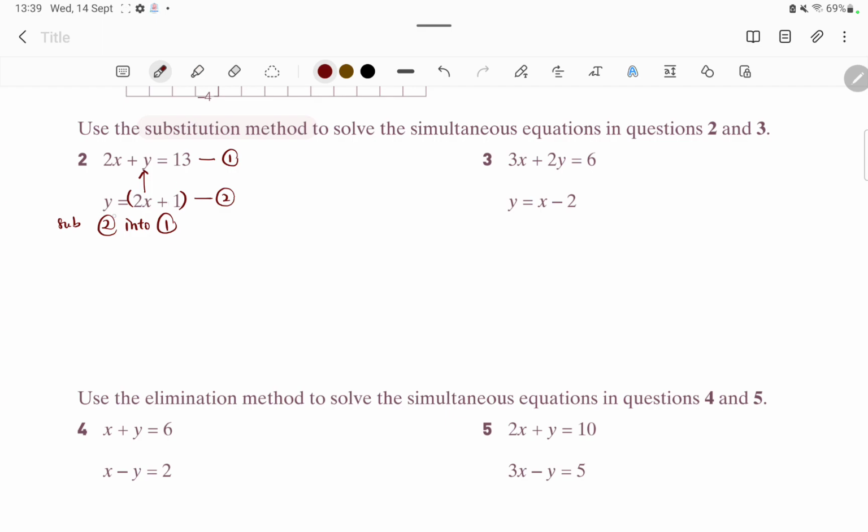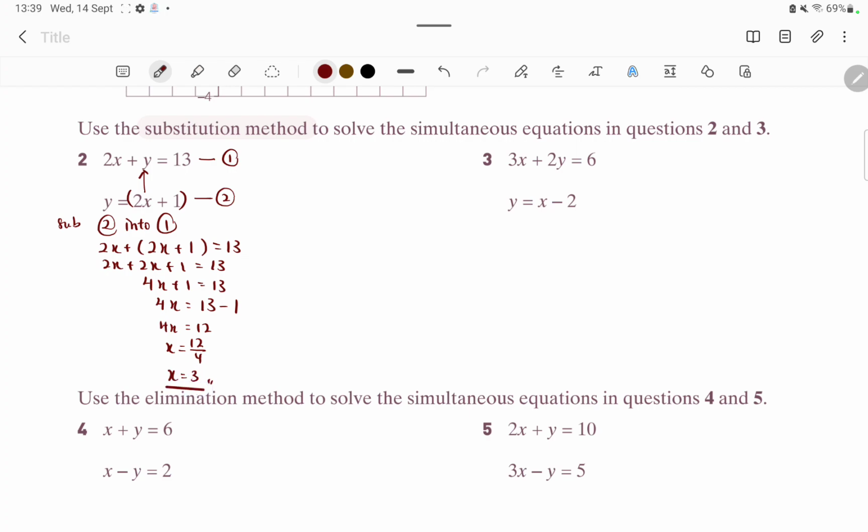So substitute is basically we just put this to replace the y here. Since 2x plus 1 is equals to y, so you should get 2x plus 2x plus 1 equals to 13. So 4x plus 1 equals to 13. So we move 1 to the other side. So 13 plus becomes minus. And then 4x should be equals to 12. x equals to 12 over 4, because 4 is multiplying with x, and then if we move to the other side, it becomes divide. So x equals to 3.